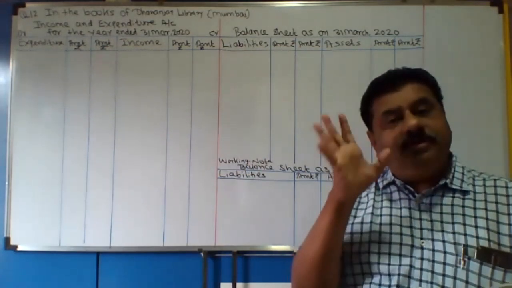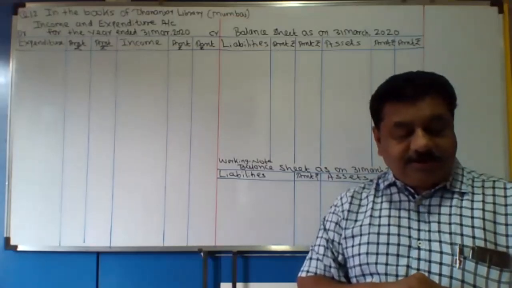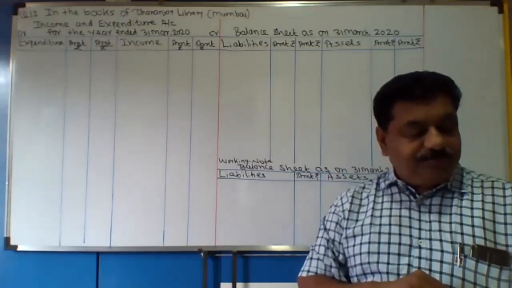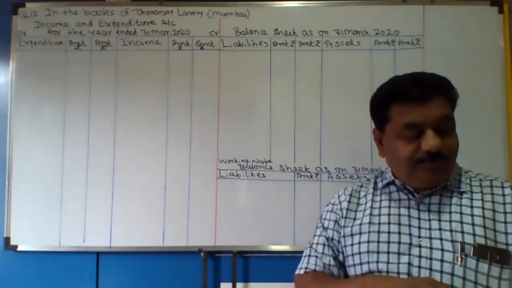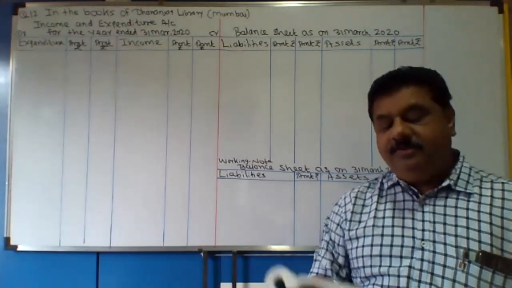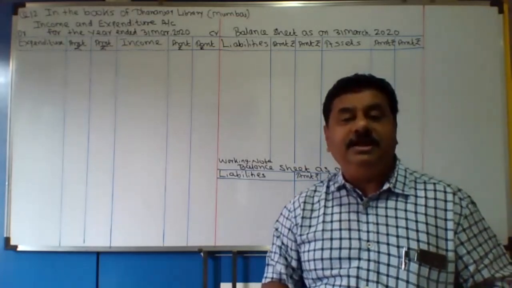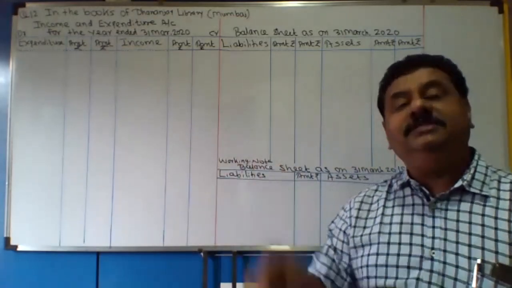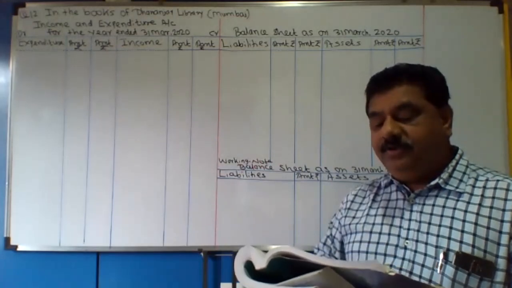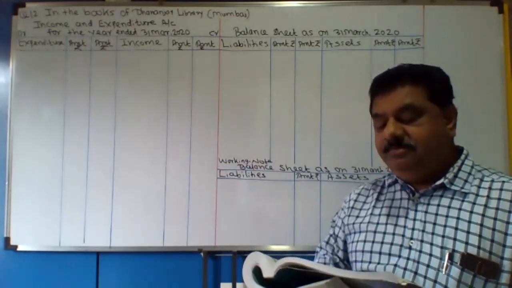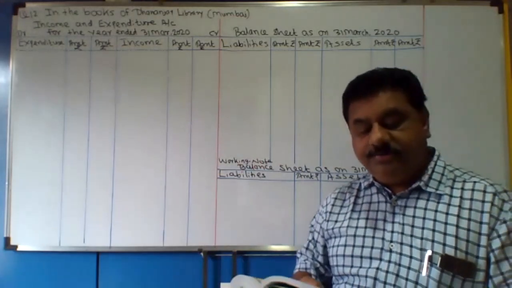Let us see what information is given to you. You are required to prepare the income and expenditure account for the year ended 31st March 2020 and a balance sheet on that day. The following information is also made available to you. On 31st March 2019, meaning last year, what was there? The library had the following assets: books, furniture, and machinery. Amounts are given to you.